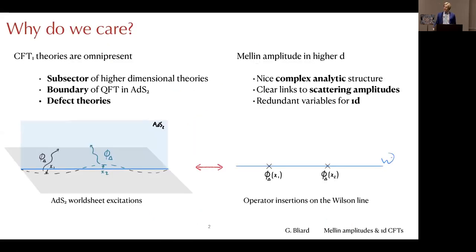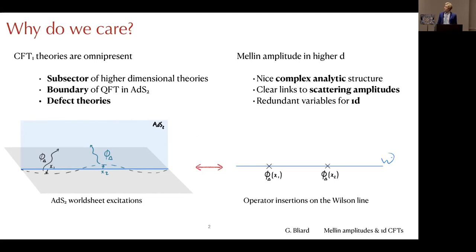So my job has been made easy by the amount of talks that have been on one-dimensional conformal field theories, but I will still try to motivate why we are interested in these theories. The first obvious statement would be that these theories are omnipresent. As soon as we have a higher dimensional conformal field theory, we have a one-dimensional subsector in which we can define a one-dimensional conformal field theory. We can also approach this from a bottom-up approach as the boundary of a quantum field theory in AdS2. And in the context of more physical theories, we have all the range of defect theories that you've seen this week, notably in the case of Wilson lines.